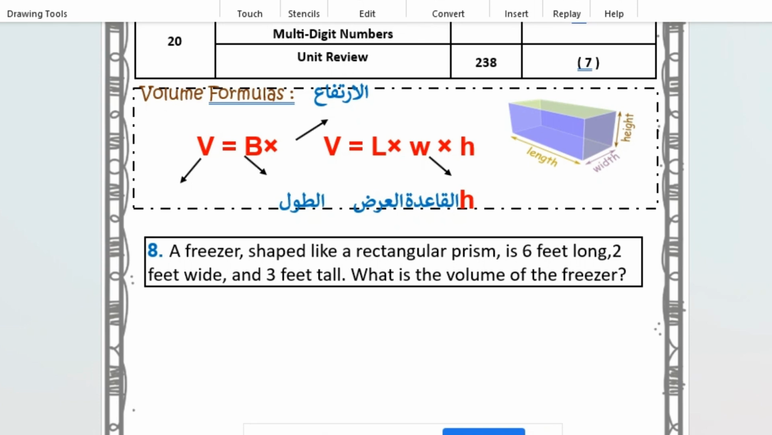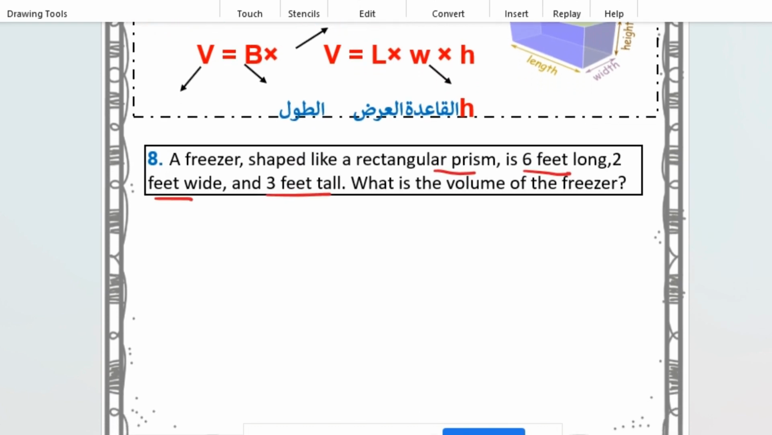It states that a freezer shaped like a rectangular prism is 6 feet long, 2 feet wide, and 3 feet tall. What is the volume of this freezer? So in questions like these, we first start with writing the volume formula. We have two volume formulas. One is V equals P times H, which is base times height, and the other is V equals L times W times H. We have to choose one of the two formulas.